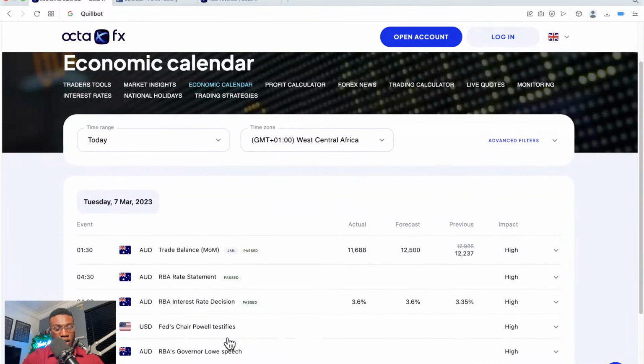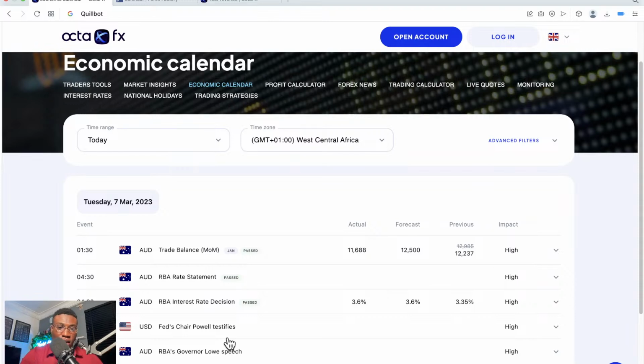So the first one is the Australian trade balance month over month. If you're familiar with the trade balance, it's the difference in value of the imports and exports of Australian goods. And as a trader, if you pay attention to the export data, it can help you understand the strength of Australian goods. And the import data can also be an indication of domestic demand.